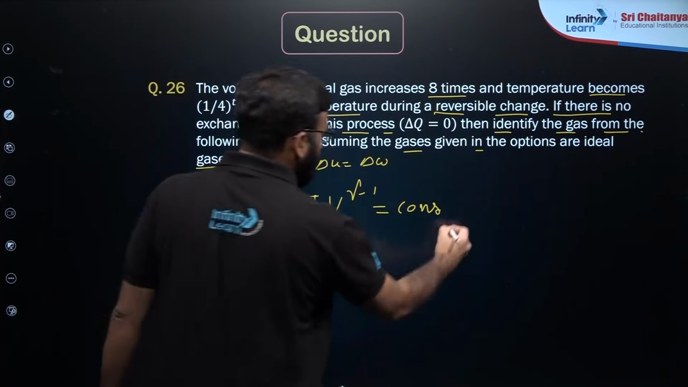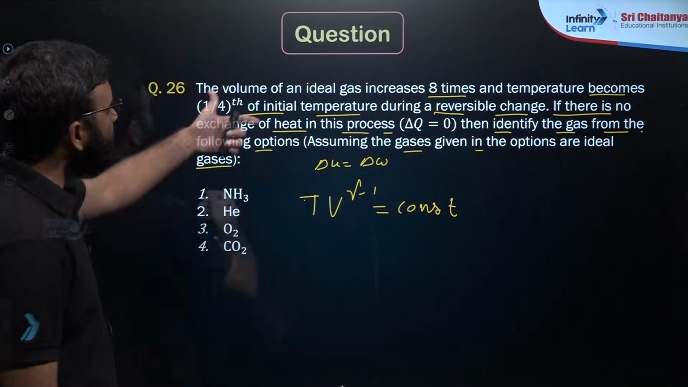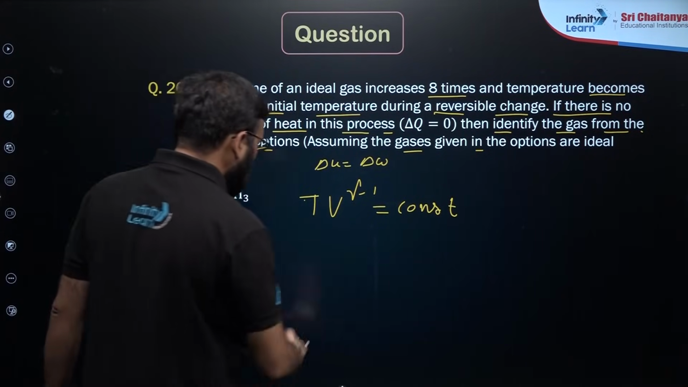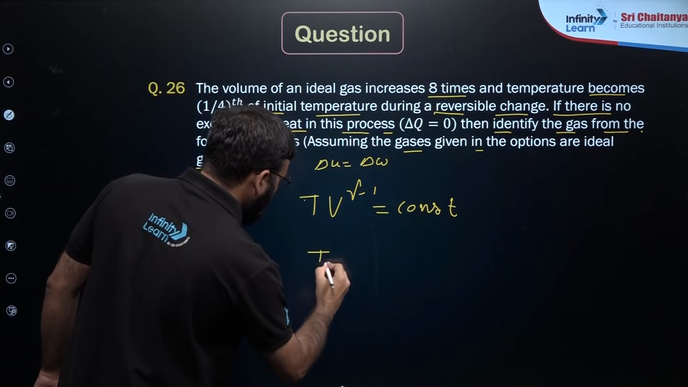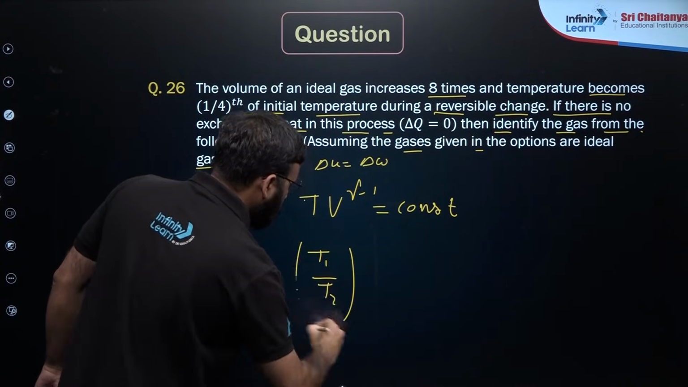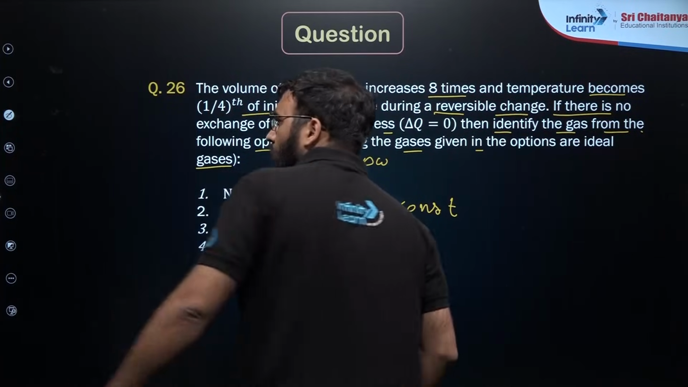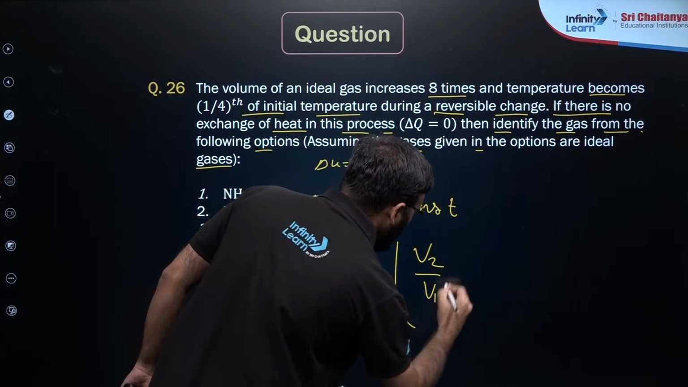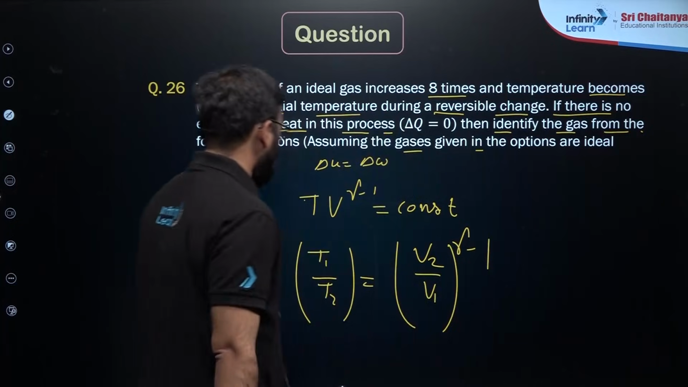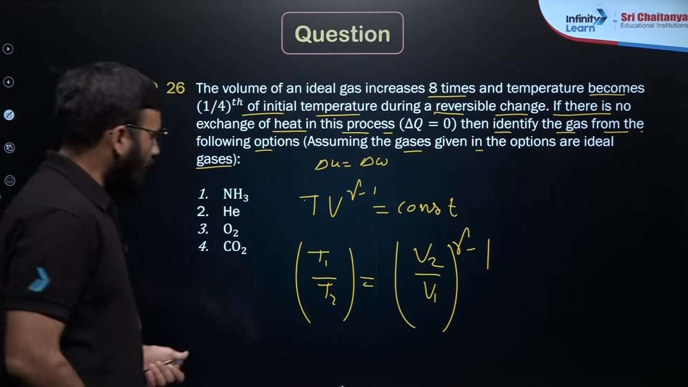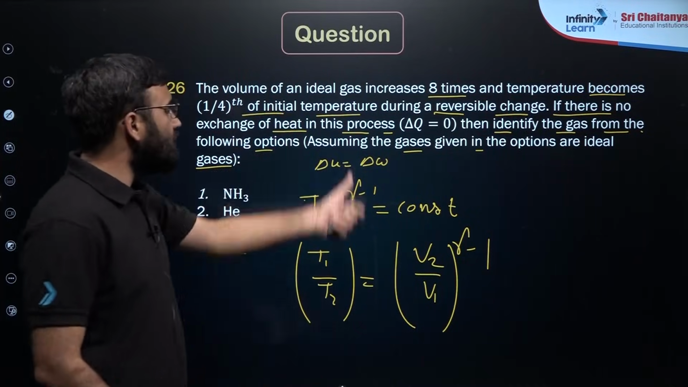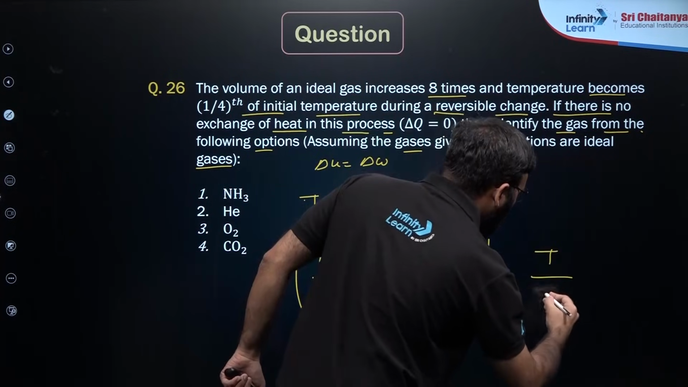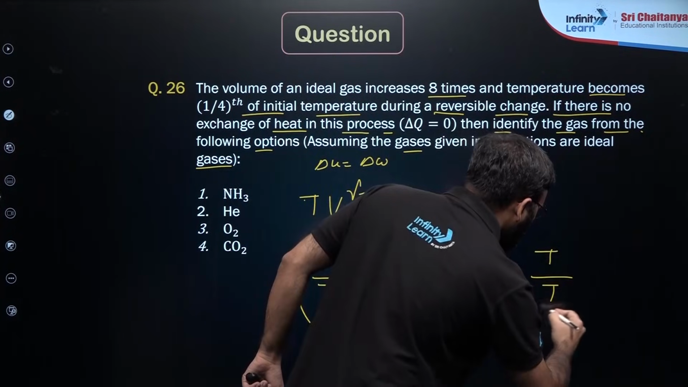So what we can do here, we can take the initial temperature as T, and after this the temperatures T1 and T2. So T1 by T2 equals V2 upon V1 whole power gamma minus 1. So the initial temperature I will consider T, and the temperature T2 is 1/4 of its initial temperature. So what is my T1? T1 I am considering T. So T upon 1/4 of initial, so T by 4.